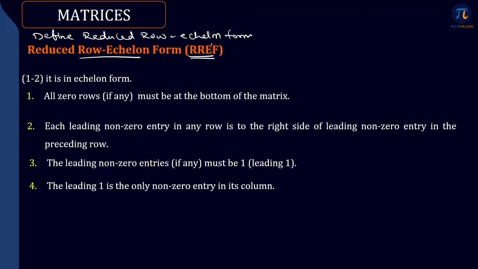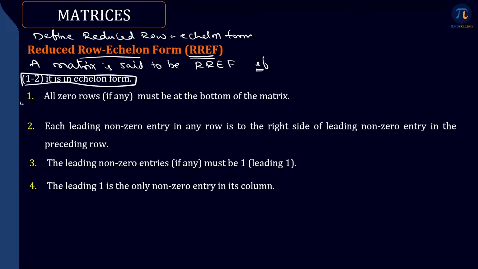And for this, there are 4 conditions. A matrix is said to be in reduced row echelon form if the following 4 conditions are satisfied. First of all, it should be in echelon form. Which means the first and second conditions, which we already know, must be satisfied. That is, all 0 rows, if any, must be at the bottom of the matrix. Second, each leading non-zero entry in any row is to the right side of the leading non-zero entry in the preceding row. So first of all, it should be in echelon form.